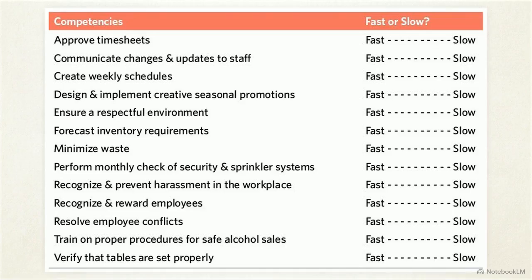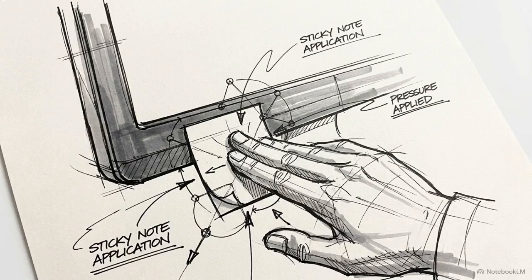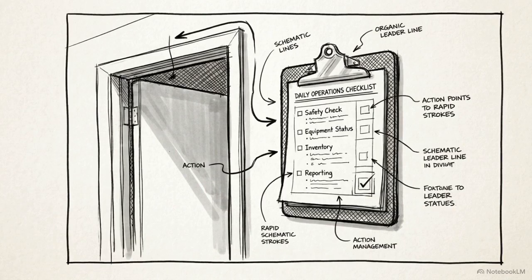This table lists the required competencies for a newly promoted restaurant manager. The outer layers represent fast skills. These are tasks with explicit rule sets and definitive right answers, like approving a timesheet or verifying a table setting. Fast skills can be resolved rapidly. You can fix them with surface-level interventions, a printed checklist taped to the wall, or a brief software tutorial.